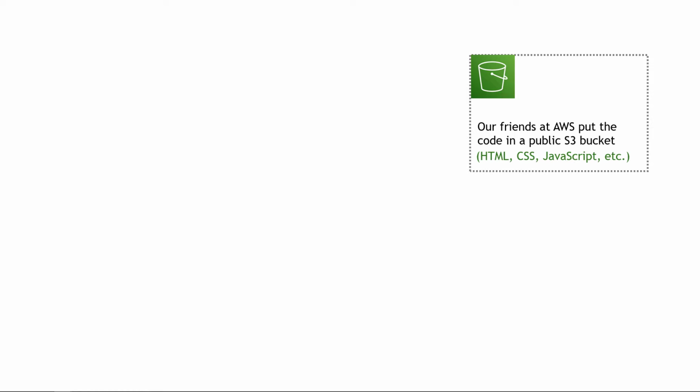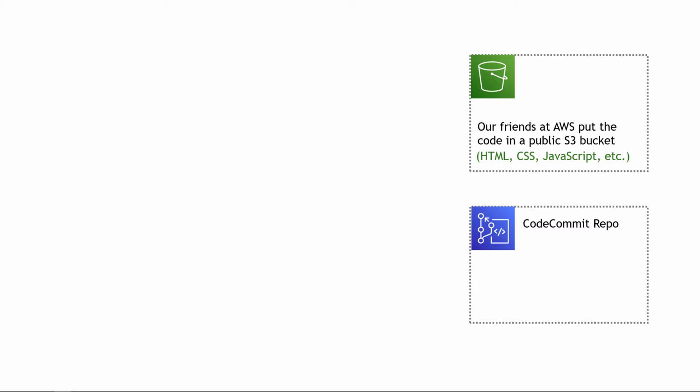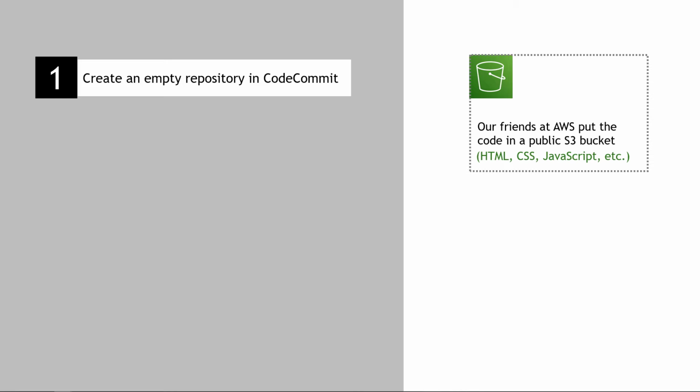So here's what we need to do. Our good friends over at AWS have put all of the code, the HTML and CSS and so on, in a publicly accessible S3 bucket. So we're not really going to be writing much from scratch, which is awesome. So we need to take that code and create a CodeCommit repo and basically copy the code into our repository where we can then work with it. There are several steps that we need to take here to do that. So let's just start here.